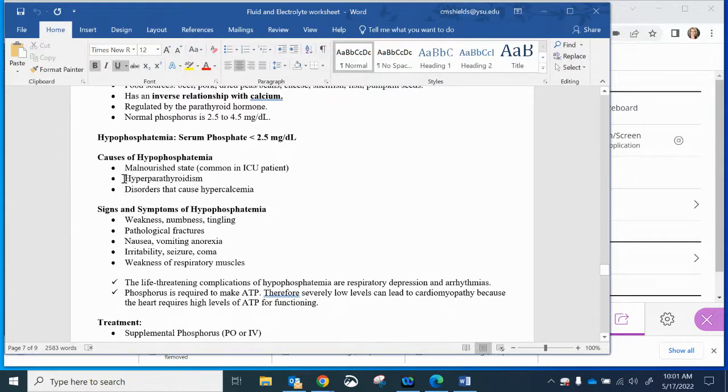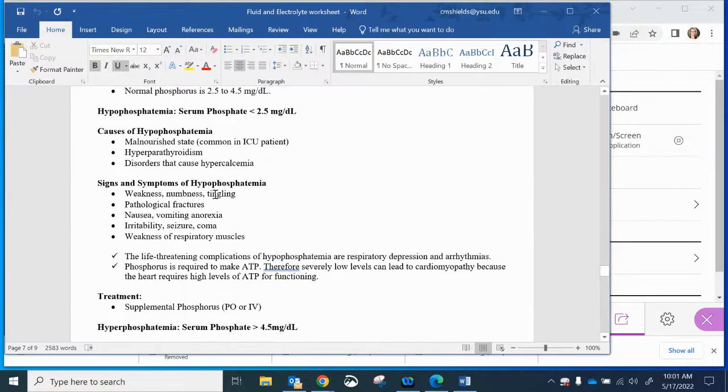Hyperparathyroidism. So think about this concept that's important to keep in mind. Hyperparathyroidism, you would think hypercalcemia, right? Overactive parathyroid glands. Hyperparathyroidism, hypercalcemia. Anything that causes hypercalcemia is going to cause hypophosphatemia because of the inverse relationship.